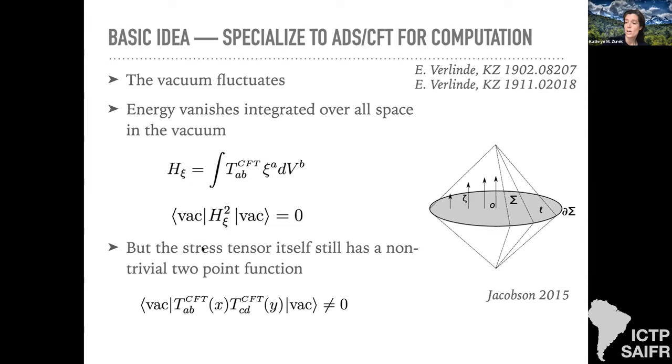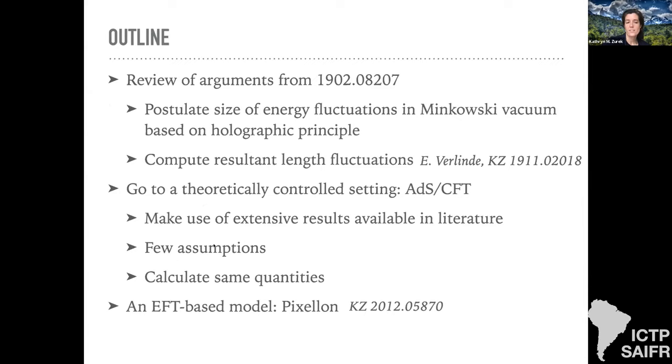But of course, the stress tensor itself still has a non-trivial two-point function. So if instead of integrating this over all of space-time, I take the measurement volume, in general, I expect this quantity not to vanish. That's part of the essence of the argument: to compute the size of those fluctuations using known tools, and then to compute the back reaction of those energy fluctuations to see whether they would be observable or not.